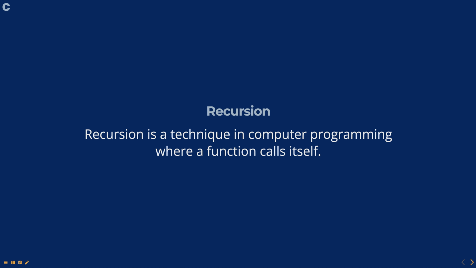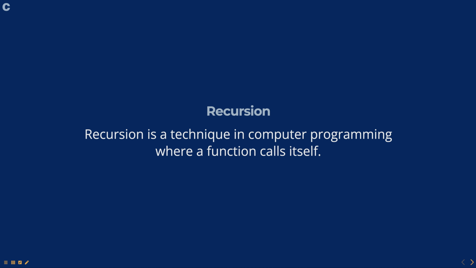Recursion is a technique in computer programming where a function calls itself. A function that calls itself is called a recursive function. Recursion is used to solve problems that can be broken down into smaller and similar problems.